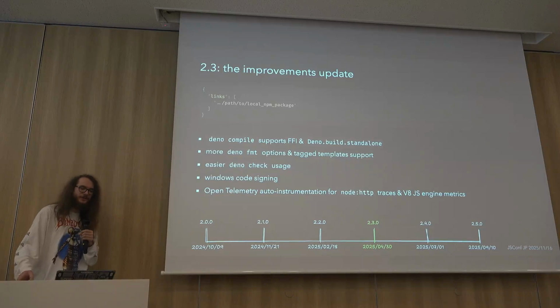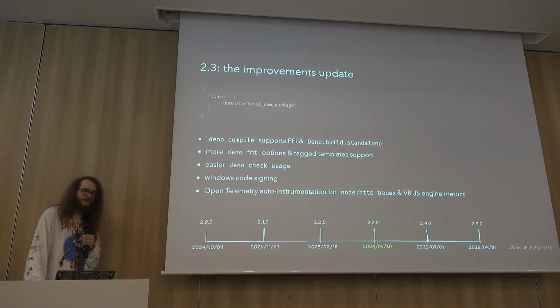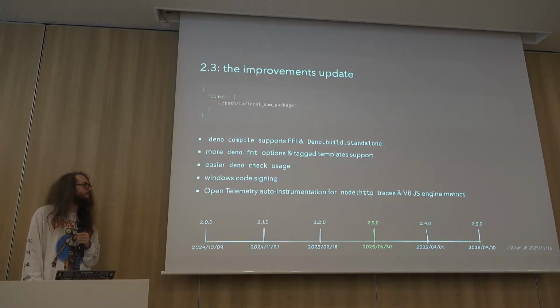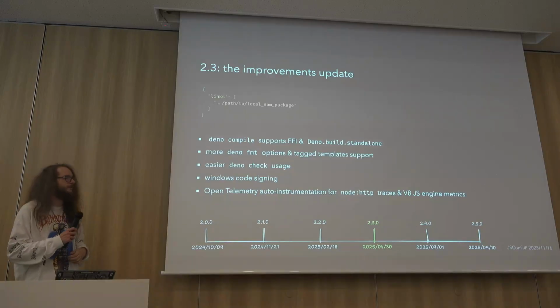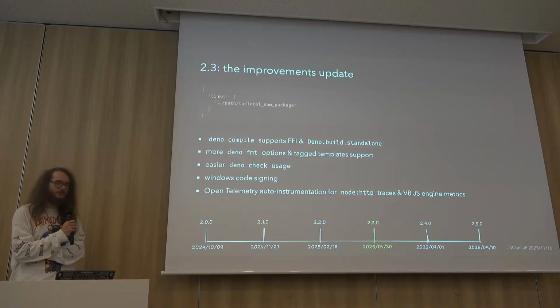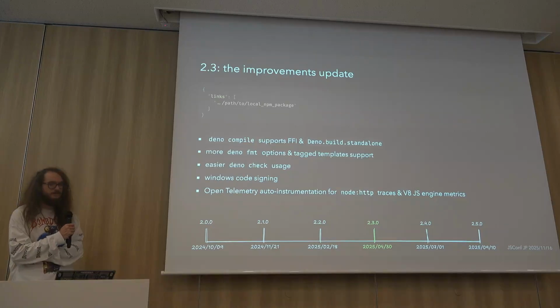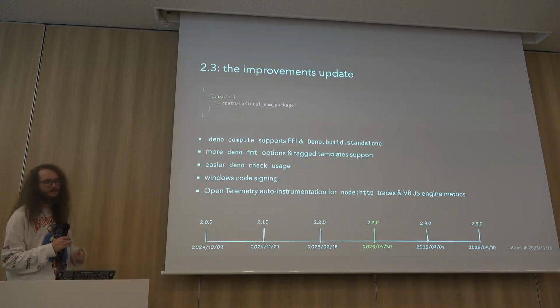And then OpenTelemetry auto-instrumentation for Node.js traces and V8 engine metrics. This means that any requests implemented with Node.js will automatically get instrumented to some degree in traces. So you will get traces for various things of the Node.js server by default without having to do any setup. It will just work. And for the V8 engine metrics, you can see memory usage, etc., in your Grafana dashboard, for example.